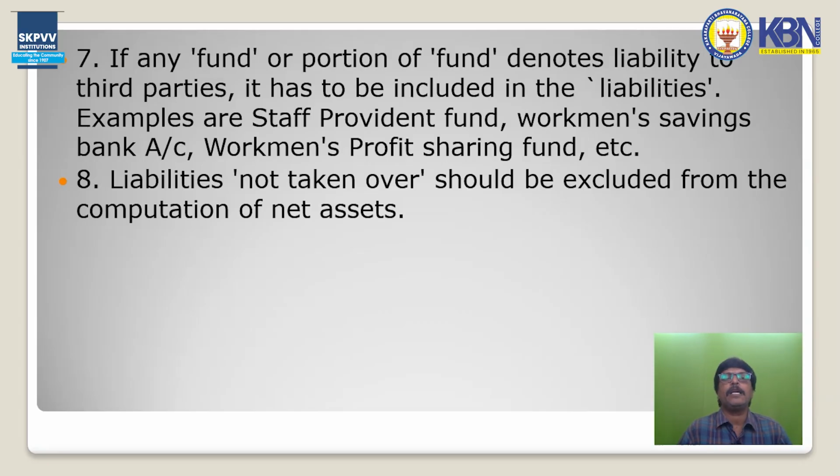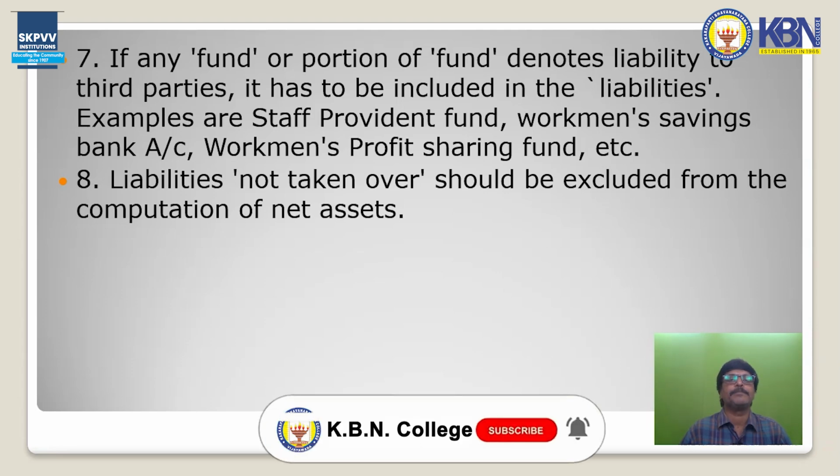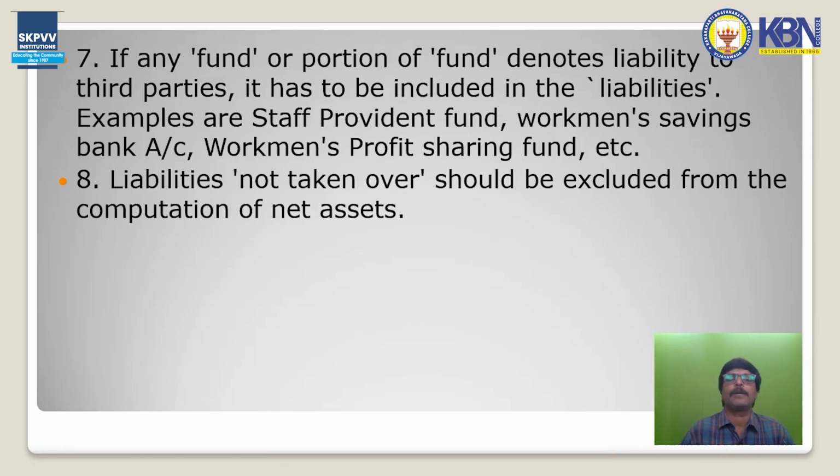If any fund or portion of a fund denotes liability to third parties, it has to be included in the liabilities. Examples: staff provident fund, workman's savings bank account, workman's profit sharing fund, etc. These three items are obligations of the company to be discharged. So they should be taken into account while calculating the purchase consideration.